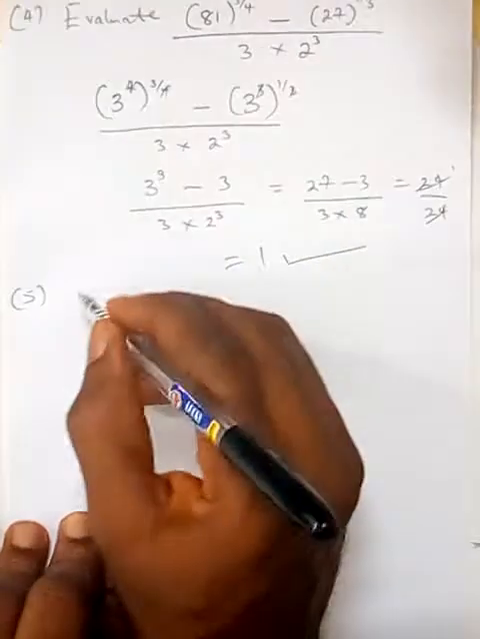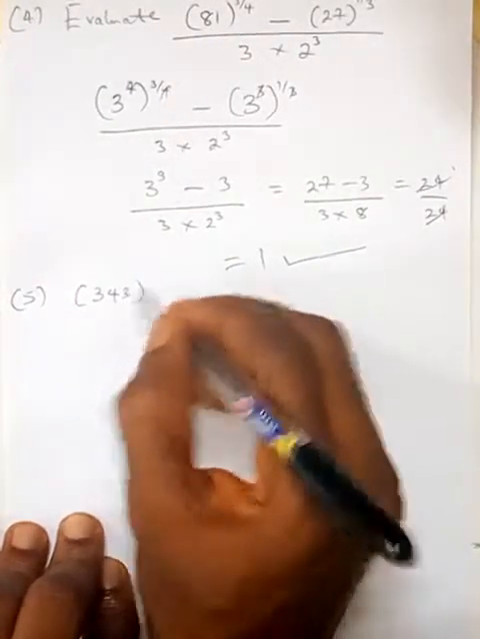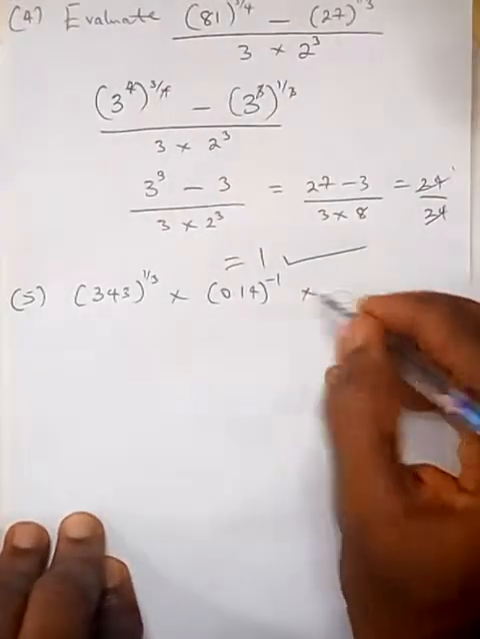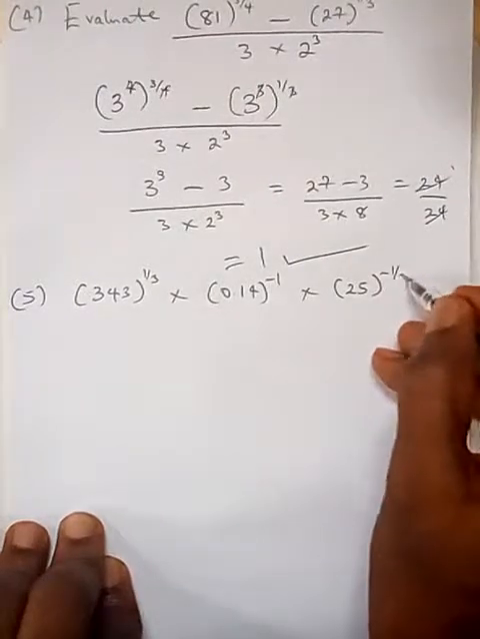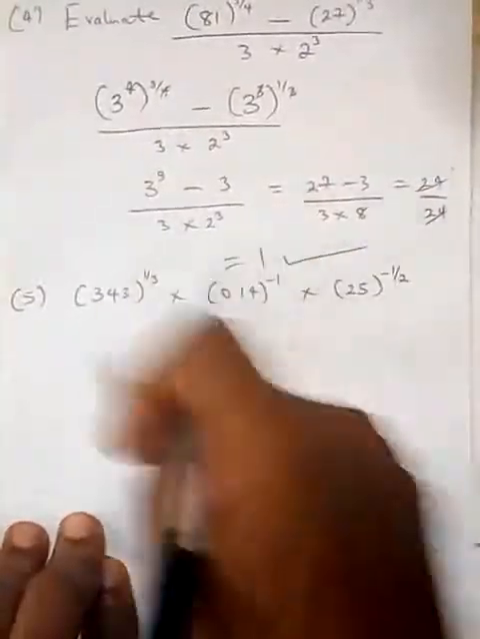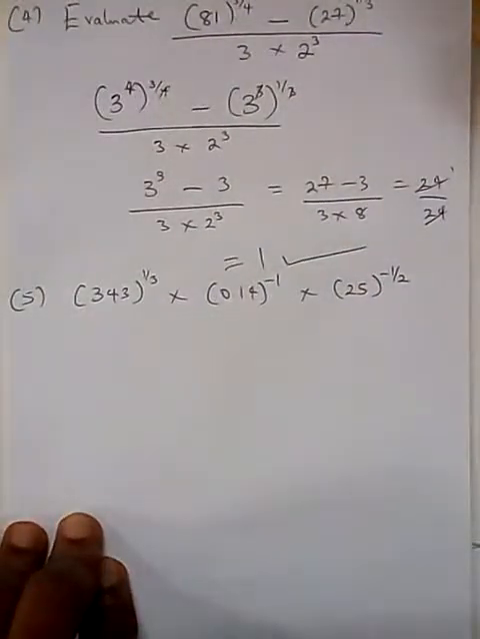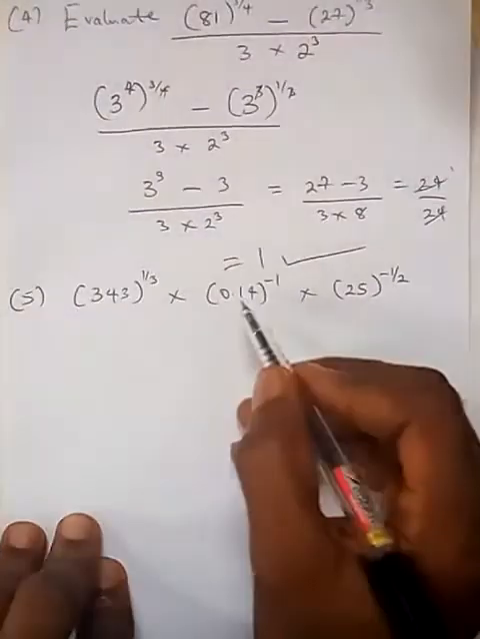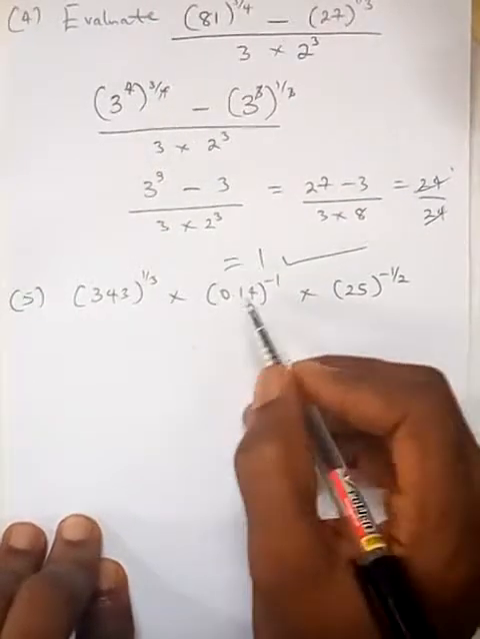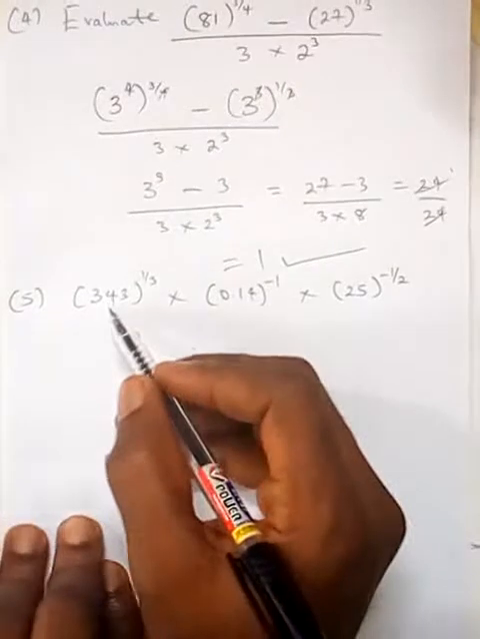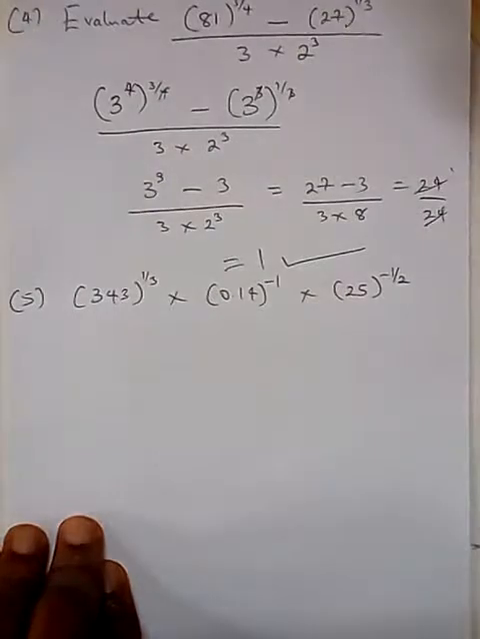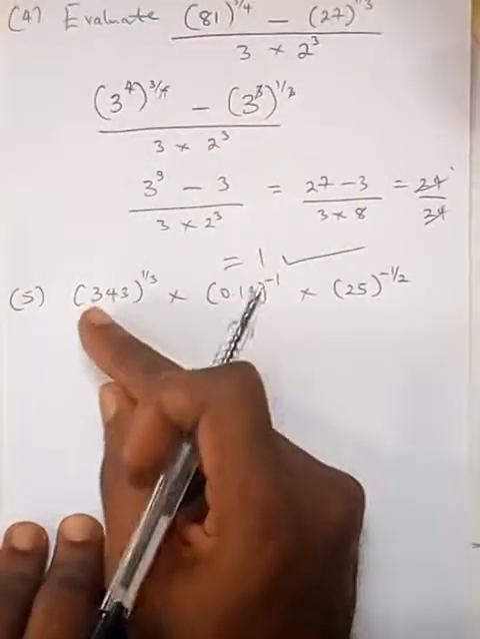We're told to evaluate 343 raised to power 1 over 3 times 0.14 raised to power minus 1 times 25 raised to power minus 1 over 2. Now, you have to see within this question what they're trying to make you see. 25 is 5 raised to power 2. Here, you have 7 and you have 5, because this is 14 over 100, and here this is 7 raised to power 3, right? Yeah, 7 raised to power 3 is 343.